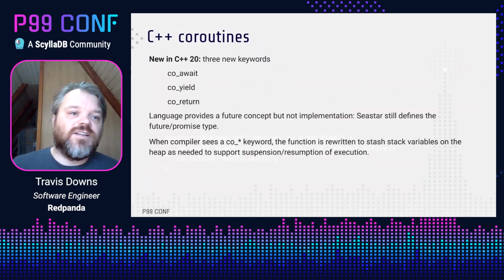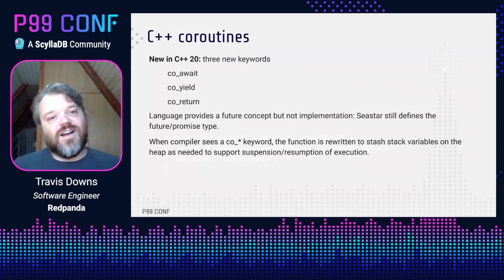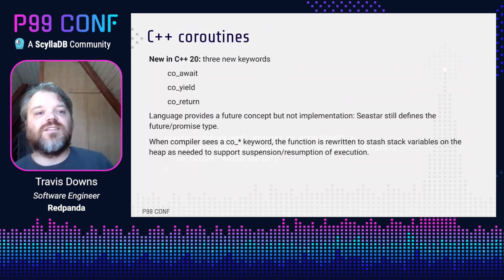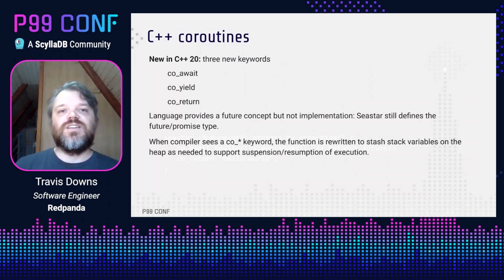So what's going to come and save us from these dark ages? Well, C++20 introduces coroutines. We have the 3 new keywords: co_await, co_yield, and co_return.